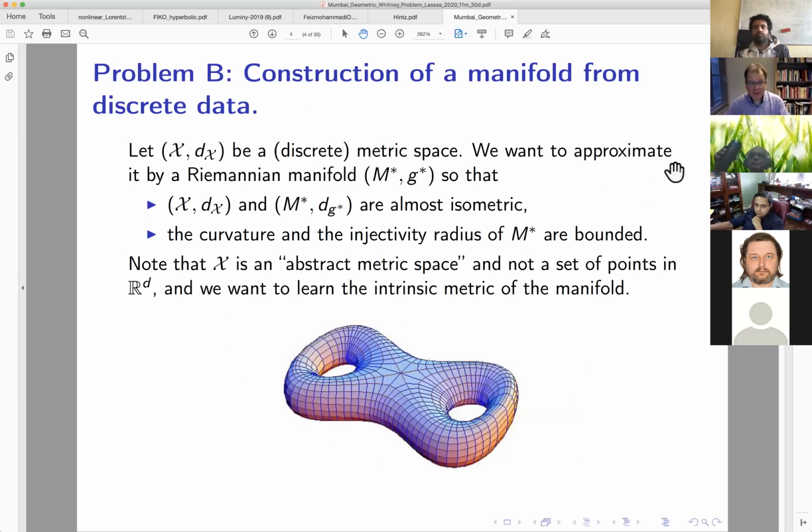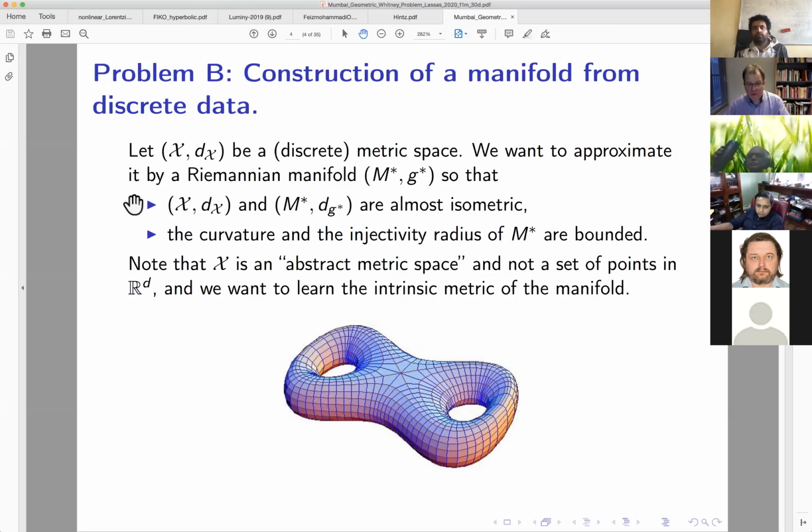The other problem is more invariant. It is a construction of a manifold from discrete data. By this discrete data, I mean that we have a discrete metric space X, and then we have a distance function on this metric space. And then we want to find some Riemannian manifold with Riemannian metric, so that the discrete metric space and the Riemannian manifold are almost isometric. I will define these concepts a little bit later.